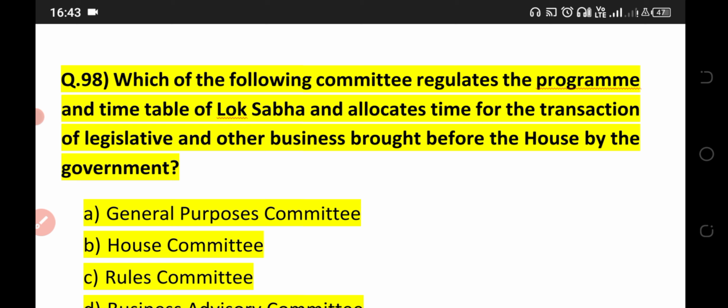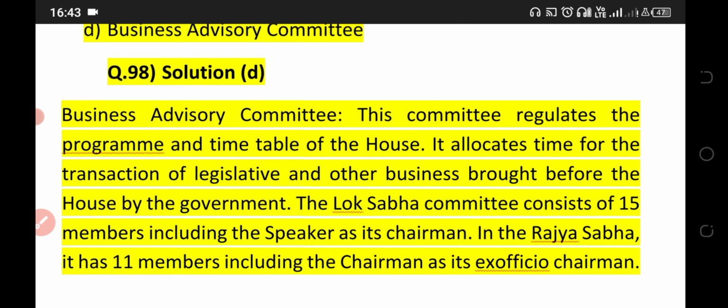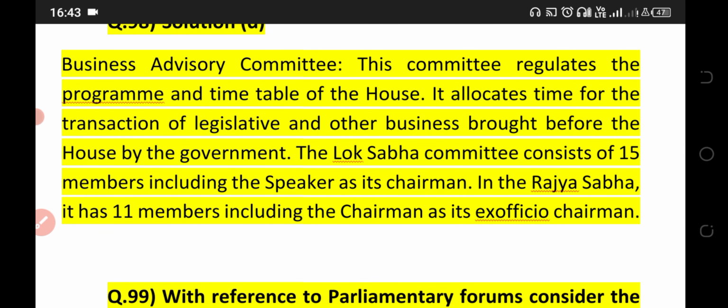Which of the following committees regulates the program and timetable of the Lok Sabha and allocates time for the transaction of legislative and other businesses brought before the House by the Government? It's the Rules Committee or the Business Advisory Committee. So, Business Advisory Committee. This committee regulates the program and the timetable of the House. It allocates the time for the transaction of legislative and other businesses brought before the House by the government.